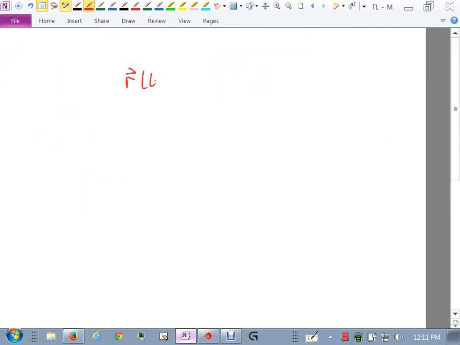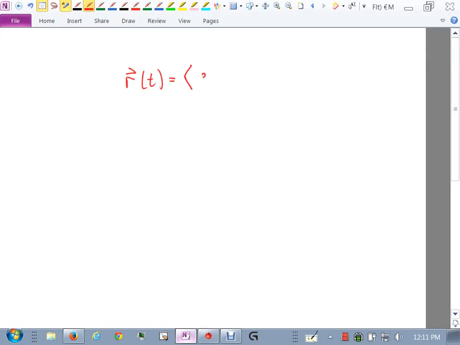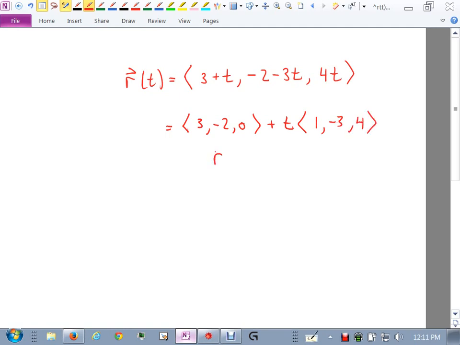r of t equals 3 plus t, negative 2 minus 3t, 4t. Everyone should be able to look at this right now and tell me that that draws a line, because it's actually 3, negative 2, 0 plus t times 1, negative 3, 4. This is our r naught. This is our v, our direction vector. That's our r naught, our original position. This draws a line. Yes?